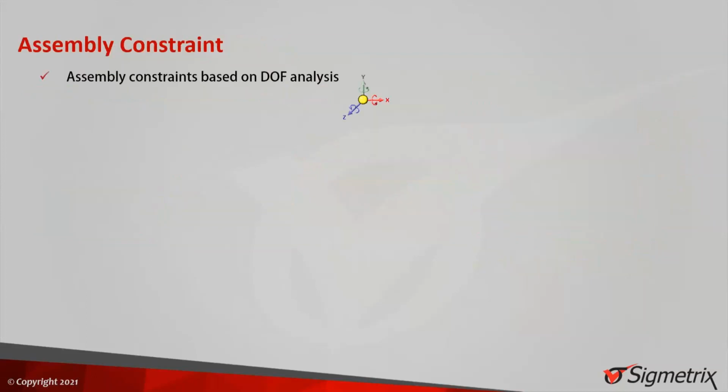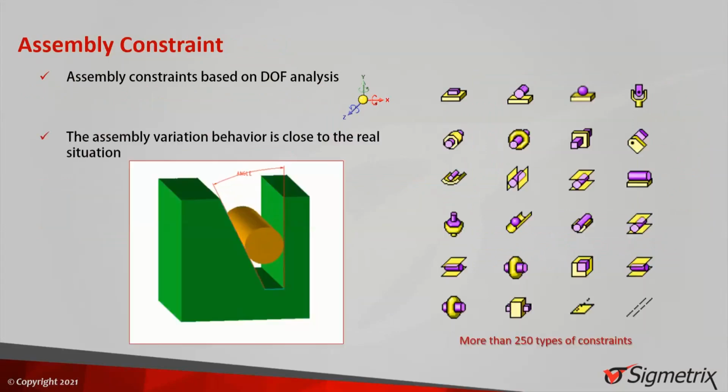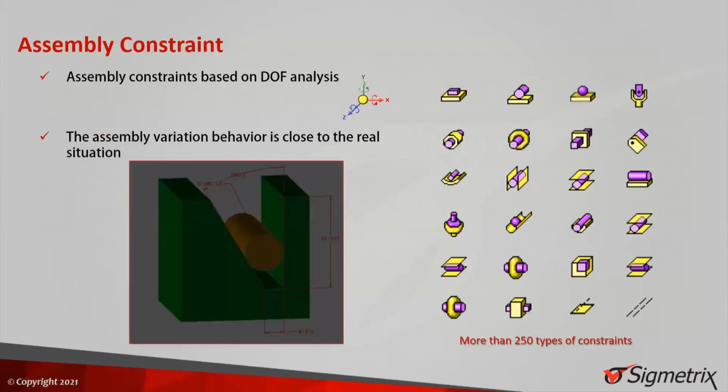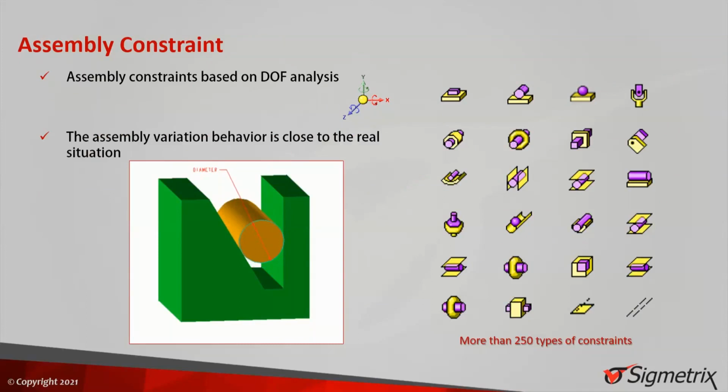Okay, let's talk about the assembly constraint. CETOL uses the six degrees of freedom to constrain the parts in your assembly. Then it does the DOF analysis, that is the degree of freedom analysis. So you can see that there are more than 250 types of these constraints. So you can build up a model that is very close to reality.